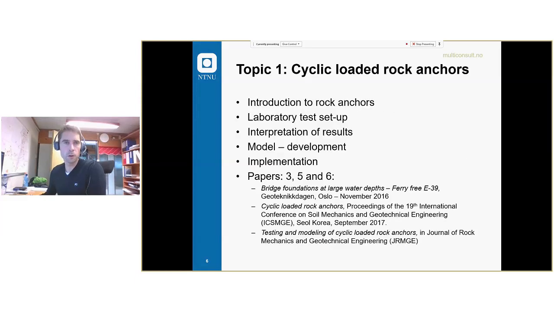So if you look at the first topic, which is cyclic loaded rock anchors, first you will have some introduction to rock anchors. I will present the laboratory test setup that we used to test our model anchors, interpretation of results, the model development, and implementation of the model. And this work is presented, of course, in the thesis, but also in 3 papers.